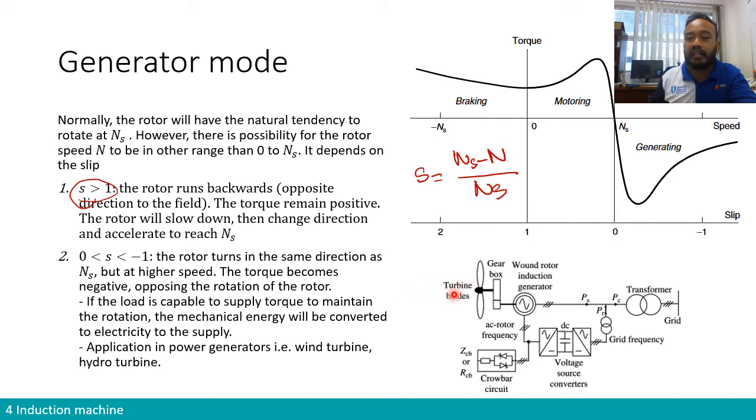but there is an external force, basically the wind, that's turning your turbine blades, and that's turning your rotor at a speed that is much larger than the synchronous speed. In that case, your torque is going to be in the negative direction. So what does it mean to have a torque in the negative, opposite direction? It means that the load is capable of supplying torque to maintain the rotation. If the load, which here means the turbine, is able to always maintain that negative torque, that mechanical energy is going to be converted back into electricity to the supply.